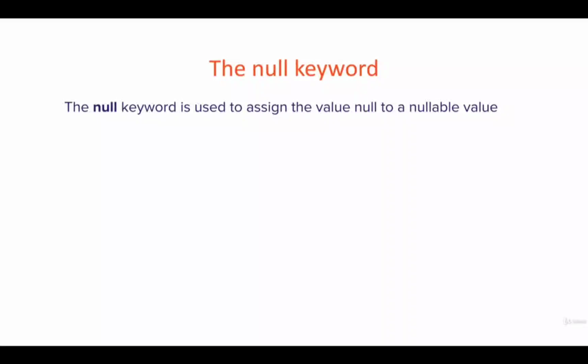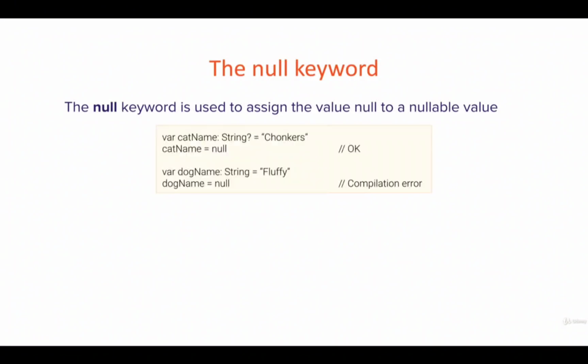All right, so the null keyword is used to assign the value null to a nullable variable. So we cannot assign the value null to a variable that is not nullable, that hasn't been defined using the question mark. So I give you here an example. Var cat name of type string that can be null is nullable. I give it whatever name you like. I have a cat name equals null, and that is okay because this variable is nullable, has a question mark.